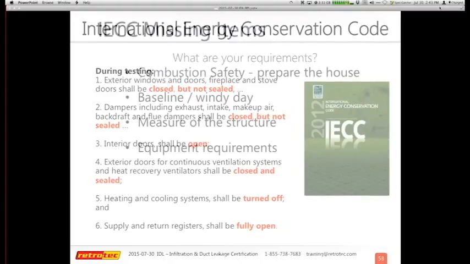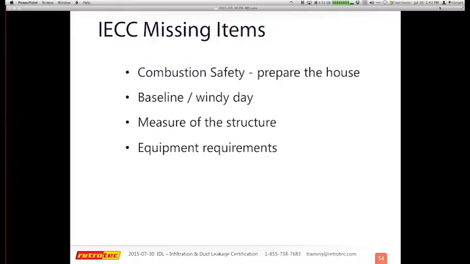So a variety of things are missing, if you may have caught that list. We don't have much on combustion safety or how to prepare the house. We don't have anything about a baseline, how to measure the structure, any equipment requirements, whether it actually is in calibration or was ever calibrated, or what you are using for your testing methods.